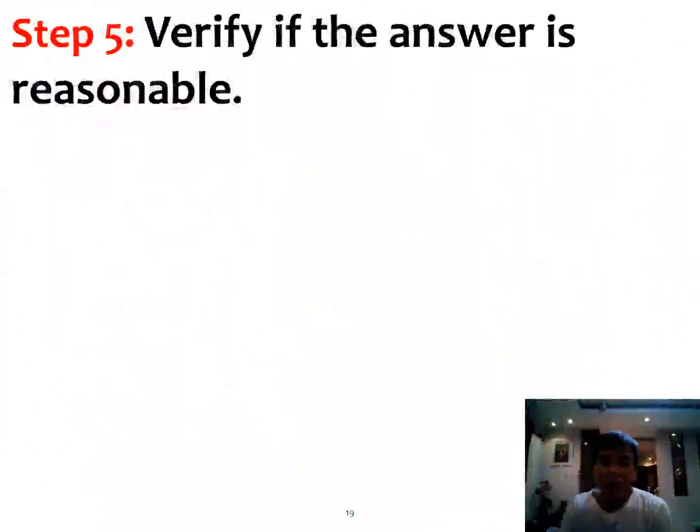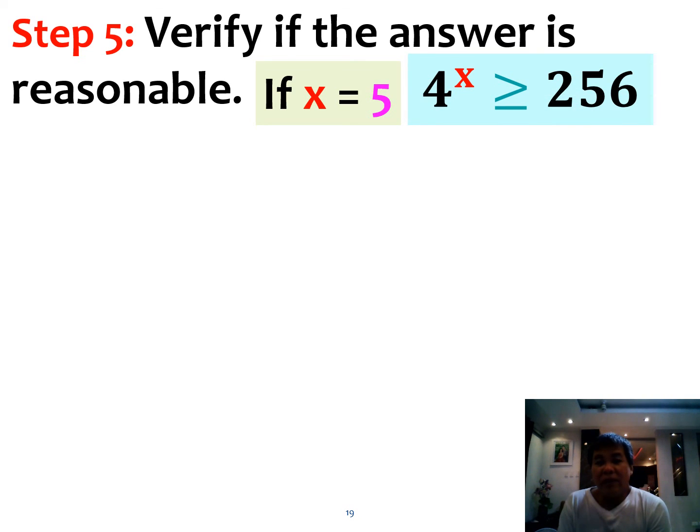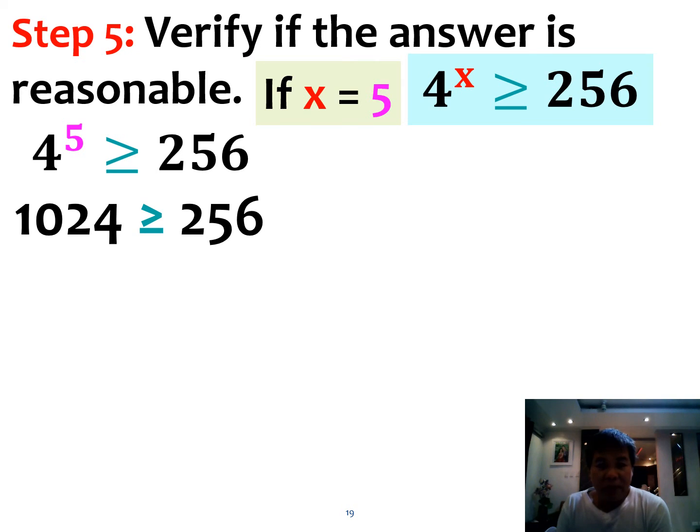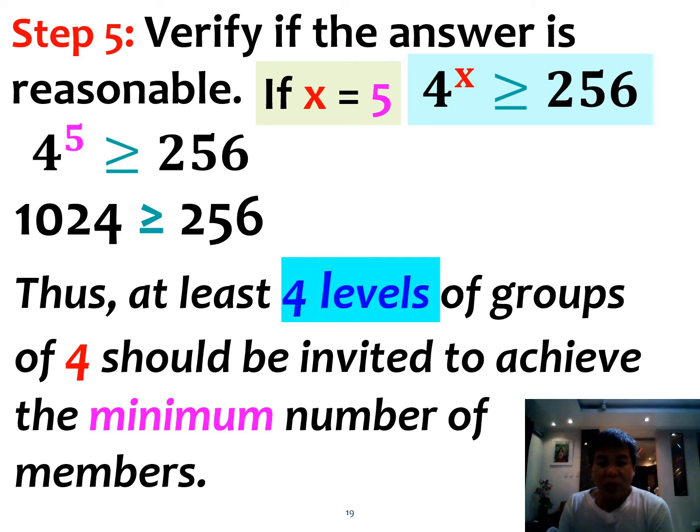Step 5, we have to verify the answer if it is reasonable. So let's say x equals 5, using the original inequality, which is 4 raised to x greater than or equal to 256. Then x is 5. So 4 raised to 5 is 1024, greater than 256. Yes, it is greater than 256. So the final answer: at least 4 levels of groups of 4 should be invited to achieve the minimum number of members.